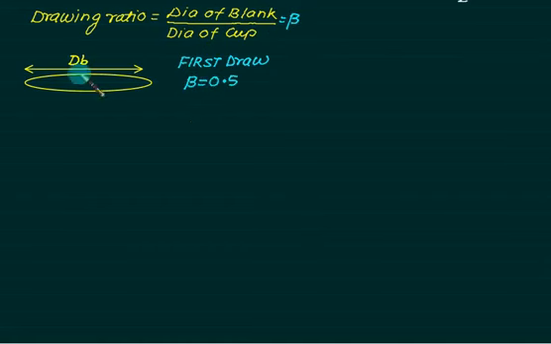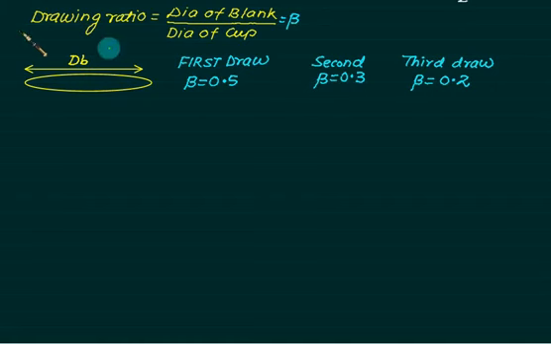What is the meaning of this one? You can reduce this diameter by 50% in the first draw. In the second draw, you can reduce it by 30%. That is permitted. And if you require further, then you can go for a third draw. That is 20%. So you are not getting your cup in its final position.